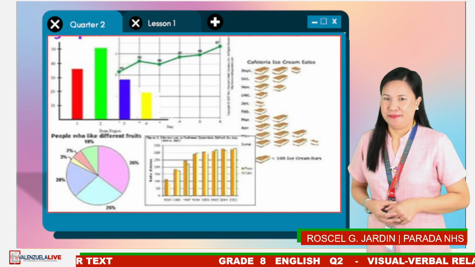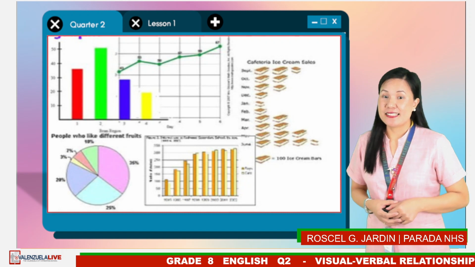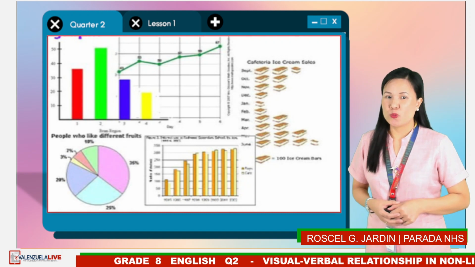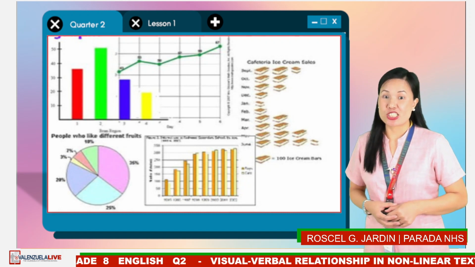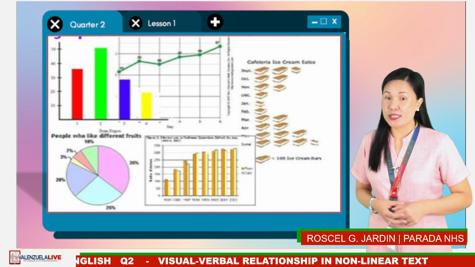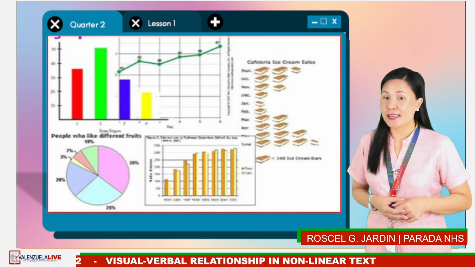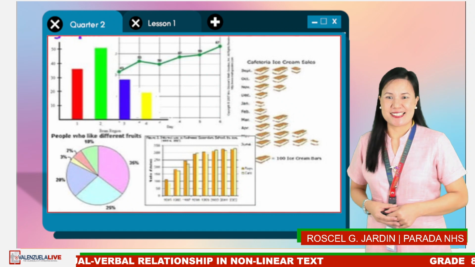Line graph. It is the common type of chart which displays information such as series of data points connected by a straight line segment to show trends.